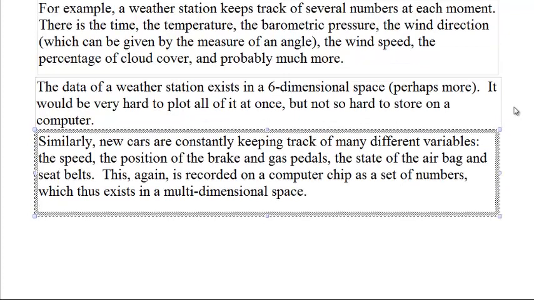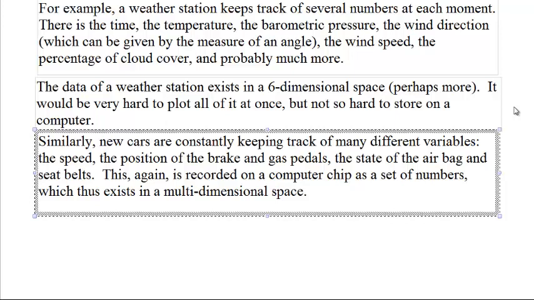Similarly, new cars are constantly keeping track of many different variables. The speed, the acceleration, the position of the brake and the gas pedals, the state of the airbag and the seat belts. The airbag is probably a very simple number. It's probably 0 if it's closed and 1 if it's been deployed. But I don't know, maybe they keep track of how much air is in the airbag at any moment, which is usually 0.